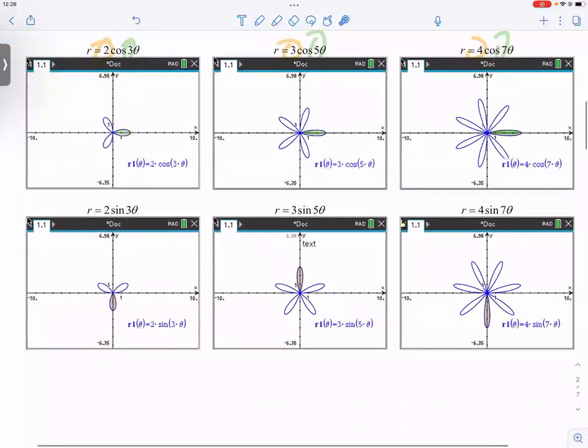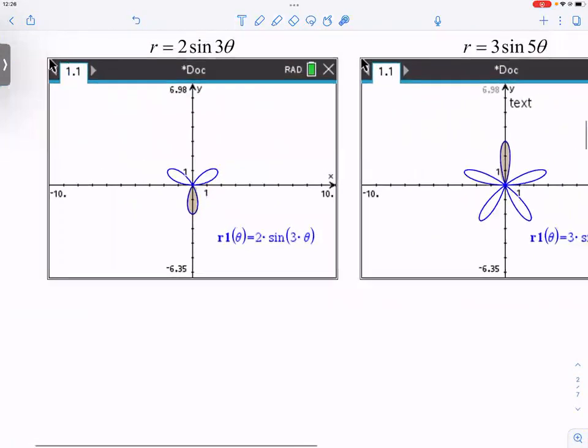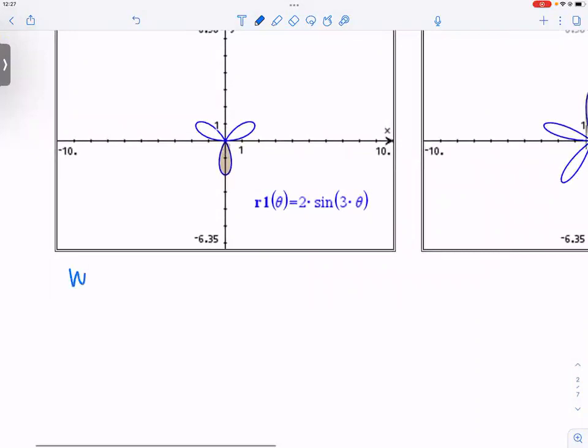So is there any other way you can tell the orientation, or which part of the y-axis it would cover? So in order to figure out what's going on here, we have to ask a question. And I want you to write down this question. The question is, where is the tip of each petal?